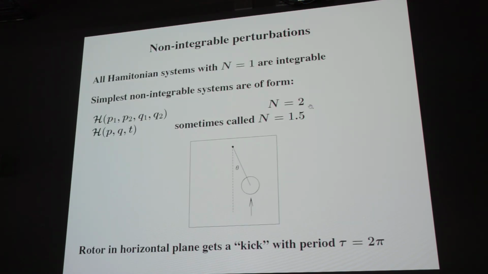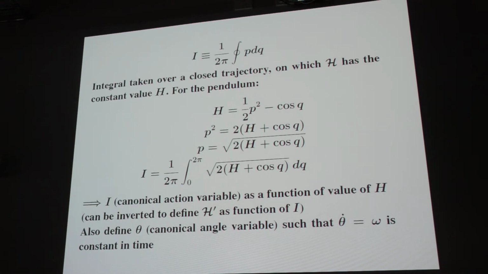Okay, now, what about non-integrable perturbations? As we said, all Hamiltonian systems with n equal 1 are integrable. We know that the pendulum is a system with n equal 1. It has one p and one q. So it's integrable necessarily. All this was some explicit demonstration, which I'm not going to give in full, of the transformation to action angle. But you know that there had to be one because there was just one degree of freedom.